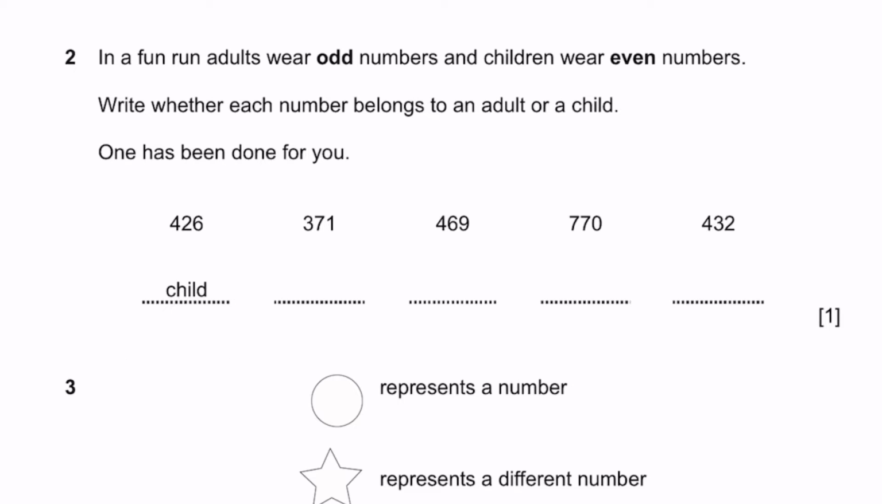Question 2. In the fun run, adults were odd numbers and children were even numbers. Write whether each number belongs to an adult or a child. One has been done for you. Even numbers are children, so 426 is child and 770 and 432. Now, adults have odd numbers, so 371 and 469 are adults.